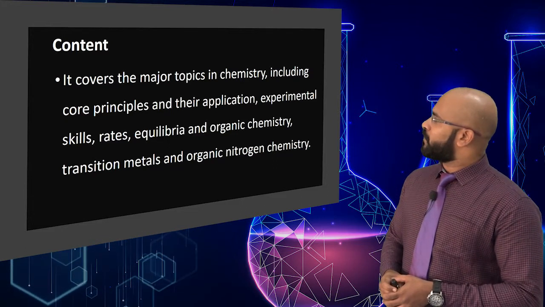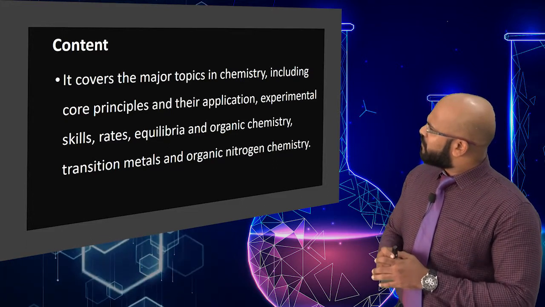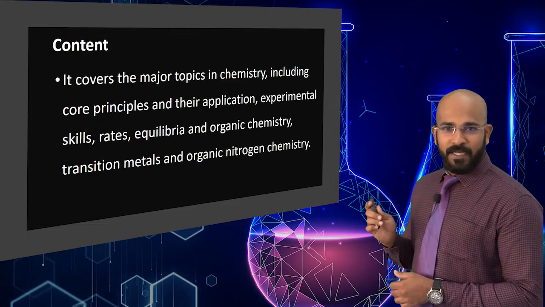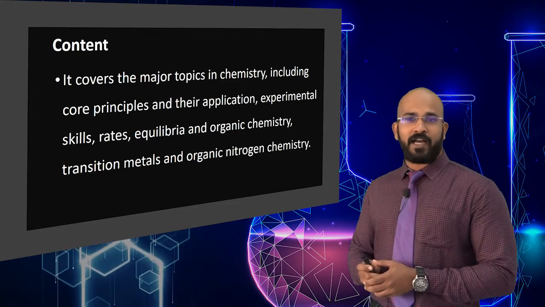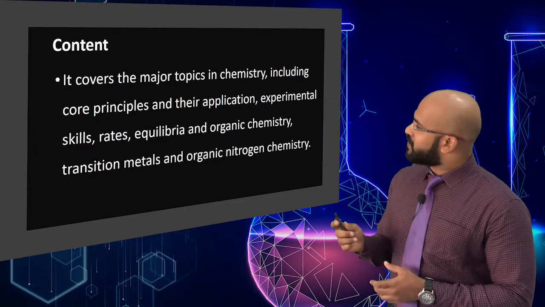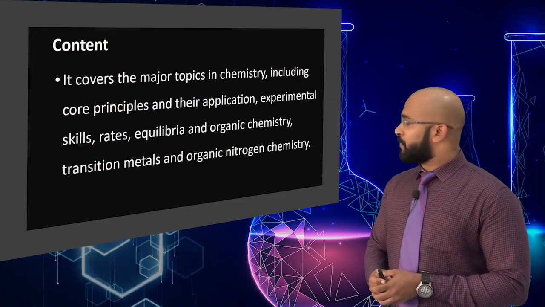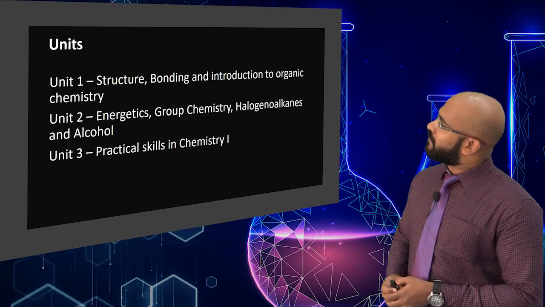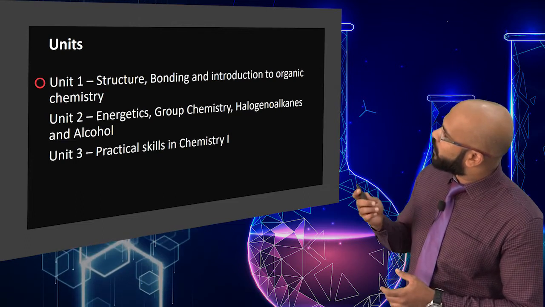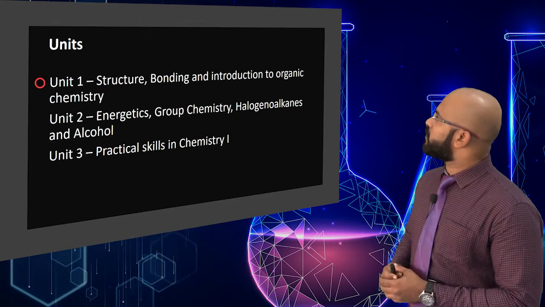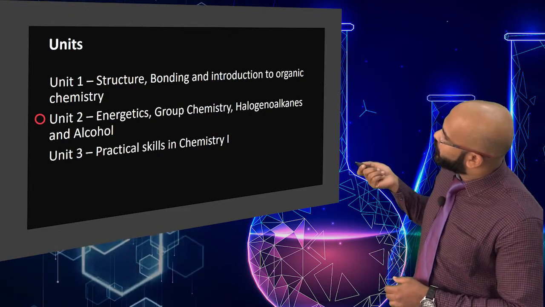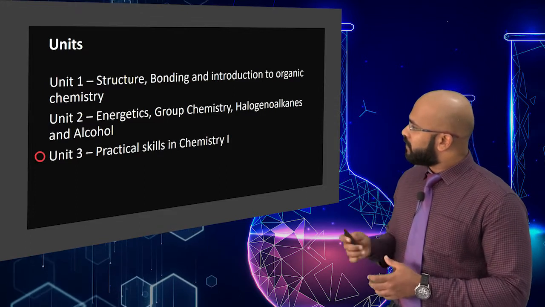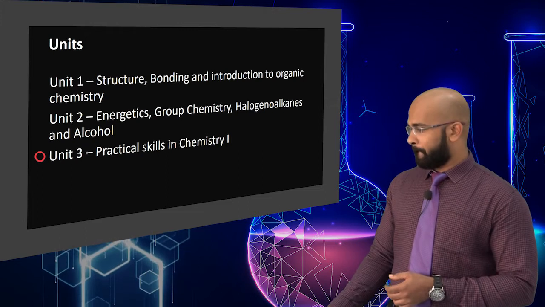The content part. The chemistry content part covers major topics including core principles and their application, experimental skills, rate, equilibria, organic chemistry, transition metal and organic nitrogen chemistry over these 2 years. So these are the 3 units that we have to study in grade 11: Unit 1, structure, bonding and introduction to organic chemistry. Unit 2, energetics, group chemistry, halogenoalkanes and alcohol. And last, Unit 3, practical skills in chemistry 1.